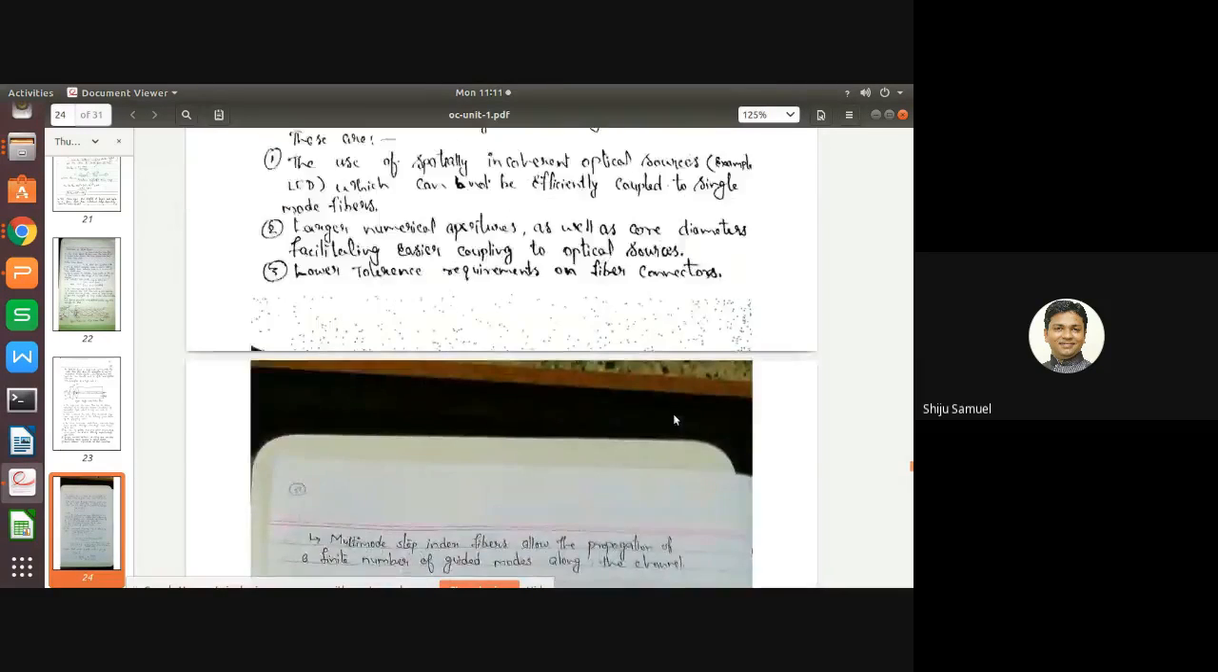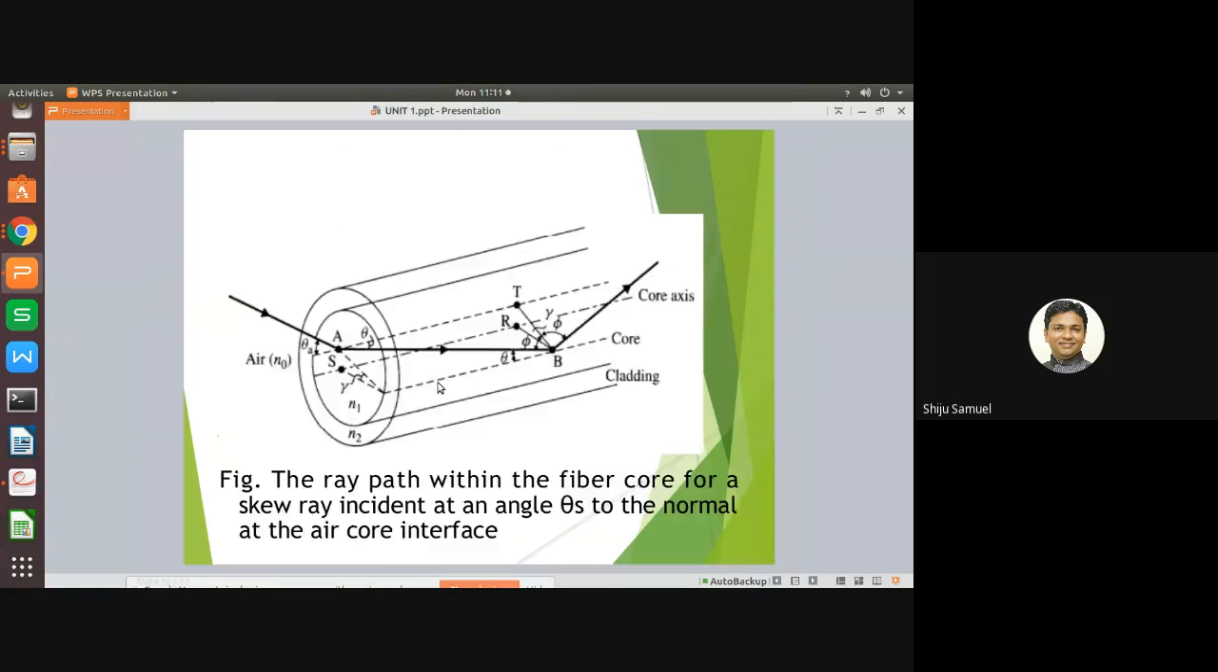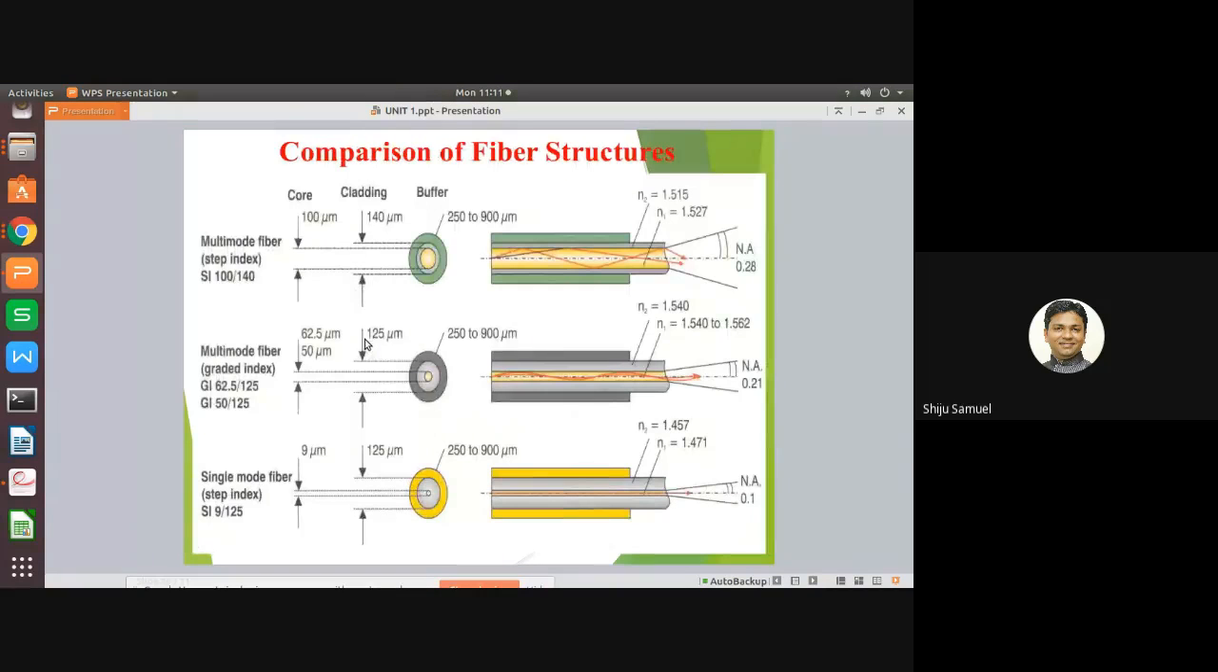At the same time I will explain one more time the basic difference between the monomode step index fiber and multi-mode step index fiber. We already observed this diagram, and in the comparison of multi-mode step index fiber and single mode step index fiber, it is very clear in the picture. Now we can say the advantages of multi-mode step index fiber. Why do we say the multi-mode step index fiber has more advantage compared to single mode fiber?